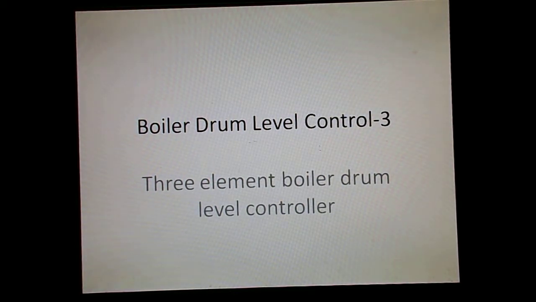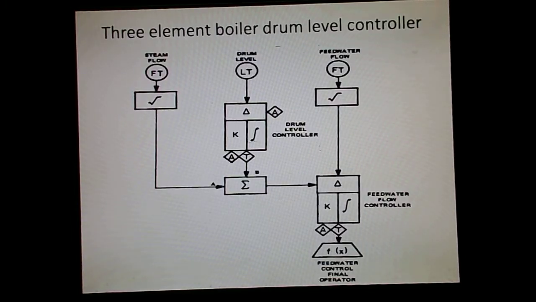Today we are going to talk about the 3-element boiler drum level controller. First of all, let us try to understand what the 3 elements are, and why it is called a 3-element controller.